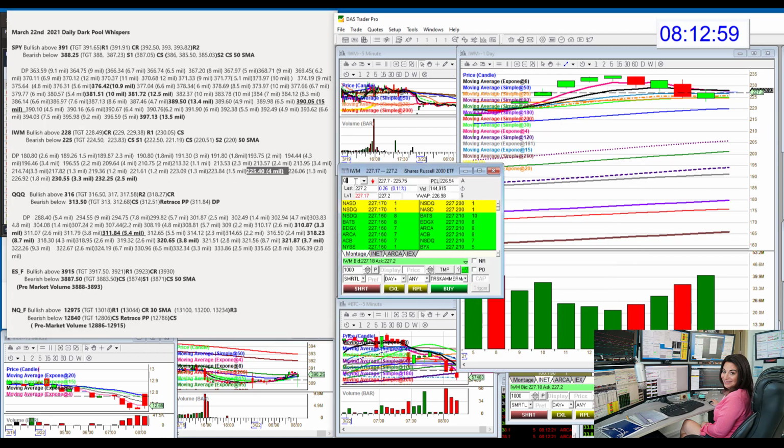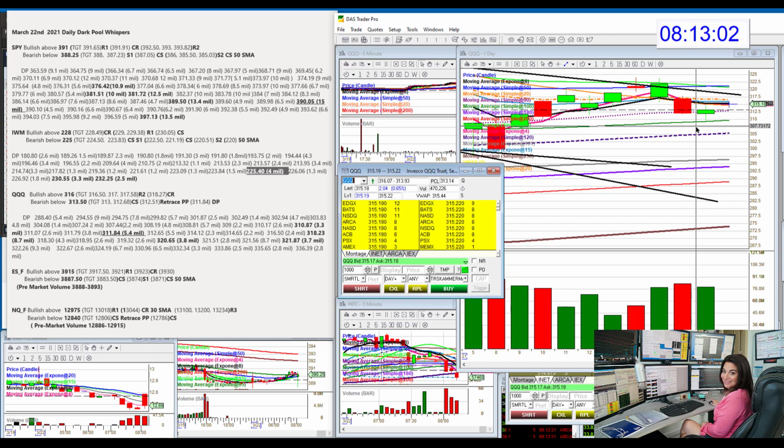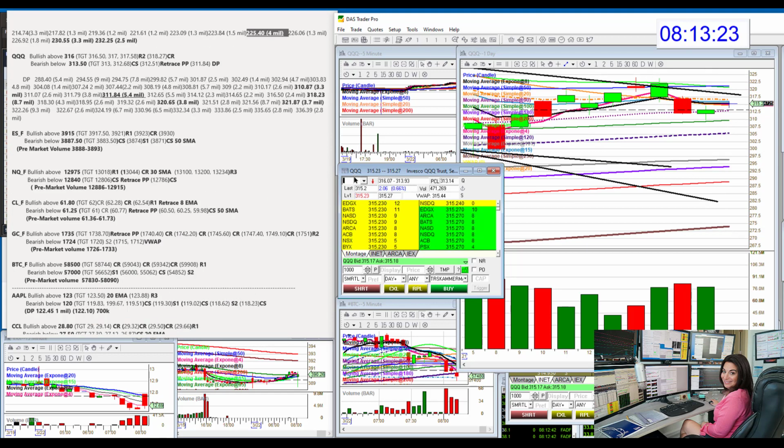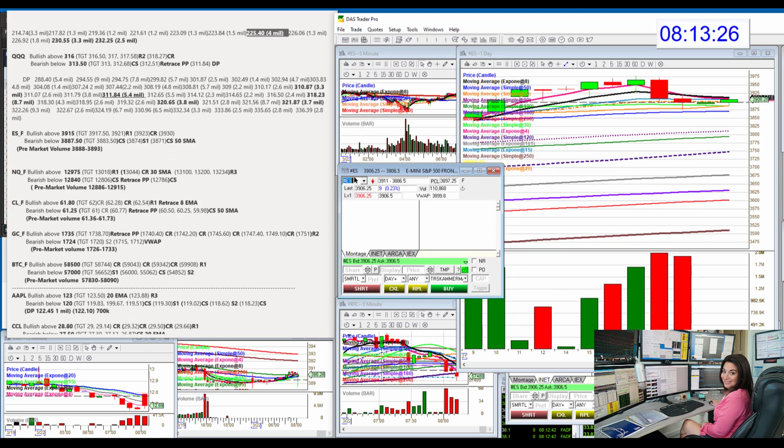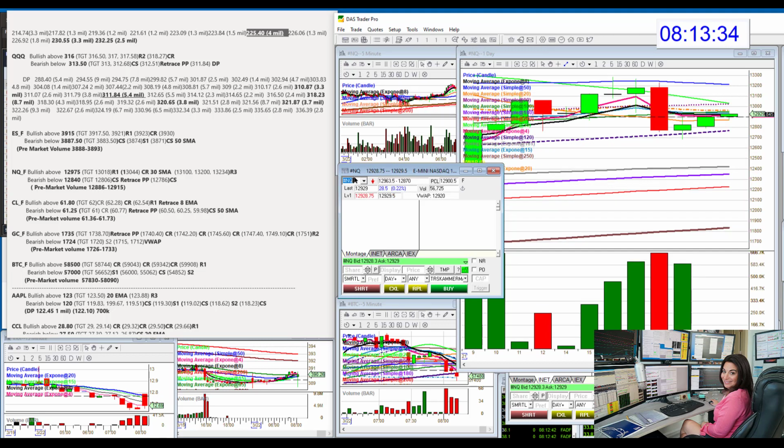Next up is the Qs. The Qs also stuck in the middle right there. Bull above, and we had a pretty big level, 311.84. We're above that, 5.4 million. Bullish above 316, bear below 313.50. So the futures are pretty similar as far as the E-minis and the NASDAQ futures. E-minis bull above 39.15, bear below 38.87.50. The NASDAQ futures, bull above 12.975, bear below 12.840.